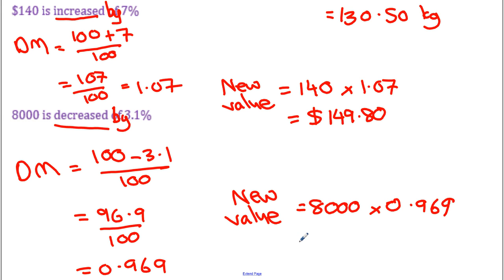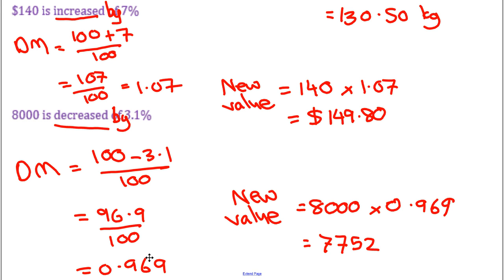Let's plug that in the calculator now. So grab out your calculators. 8,000 times 0.969, 7752. That's an exact answer, so let's just write it as an exact answer. When I say round to 2 decimal places, I mean if you need to round, then round it to 2 decimal places. But this one's an exact answer, so we didn't need to round it.